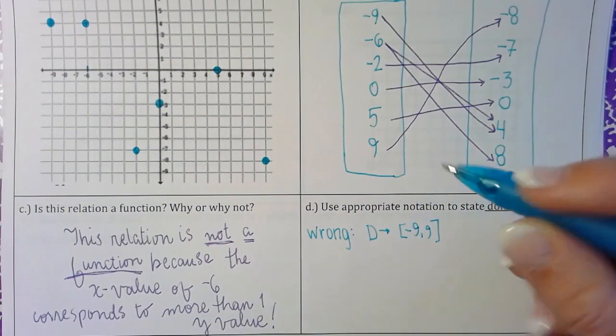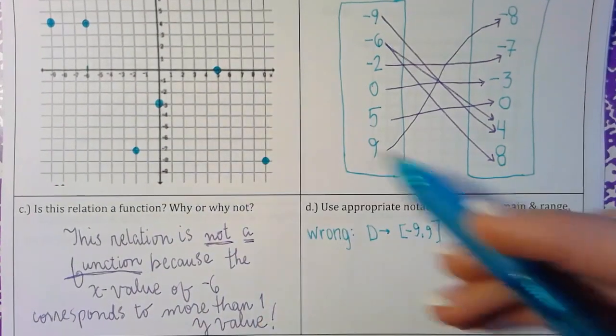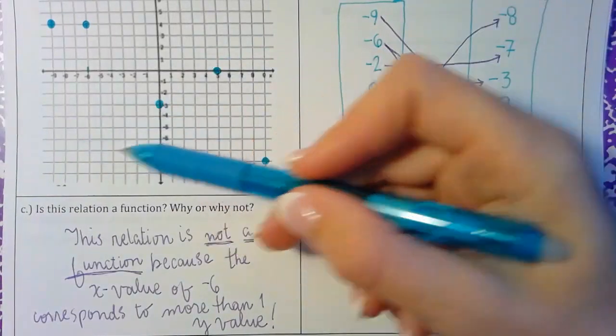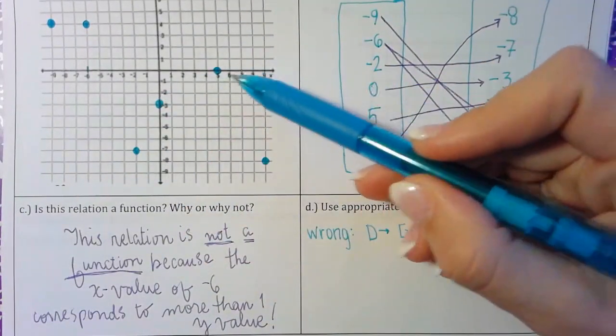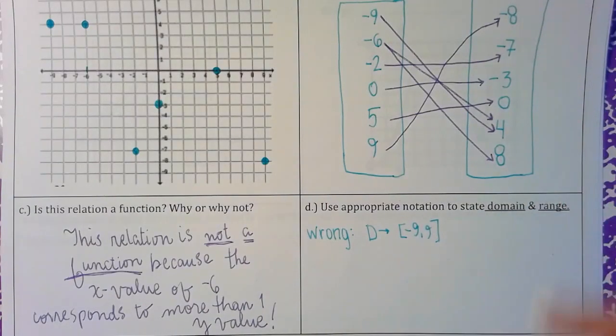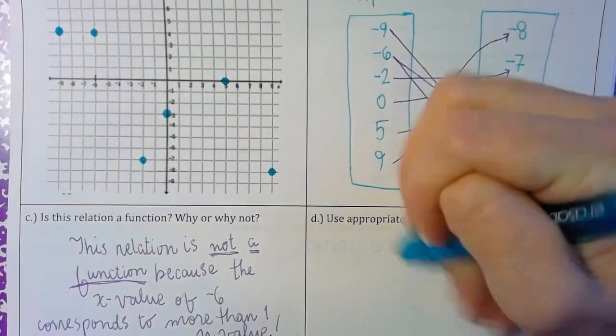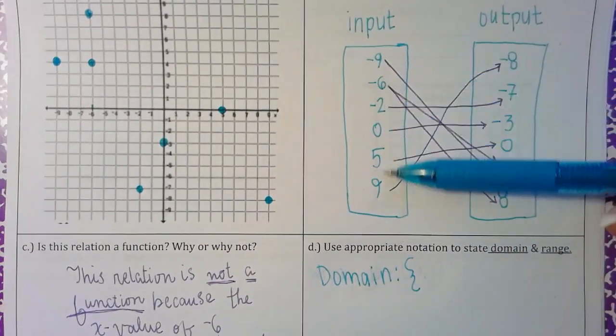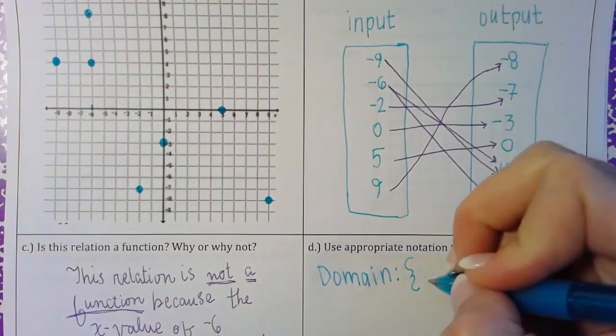That would not be correct. -9 to 9 would mean that your graph is basically continuous data points. Every single value, every decimal, every little thing would be included. We cannot use interval notation in a case like this. The easiest way to do this, because I know I need set notation, I already have my values listed right over here. So those are what I'm going to use.